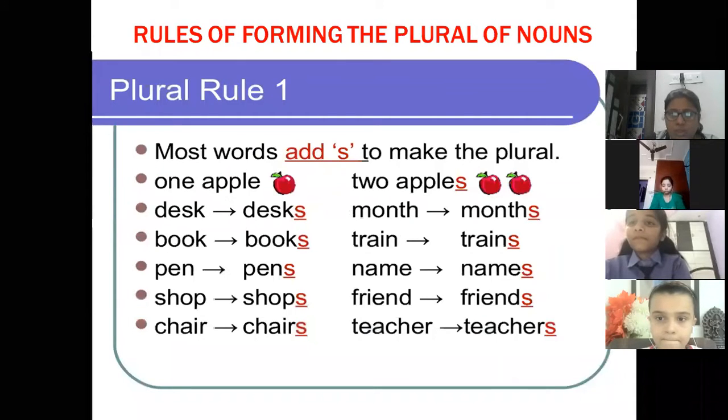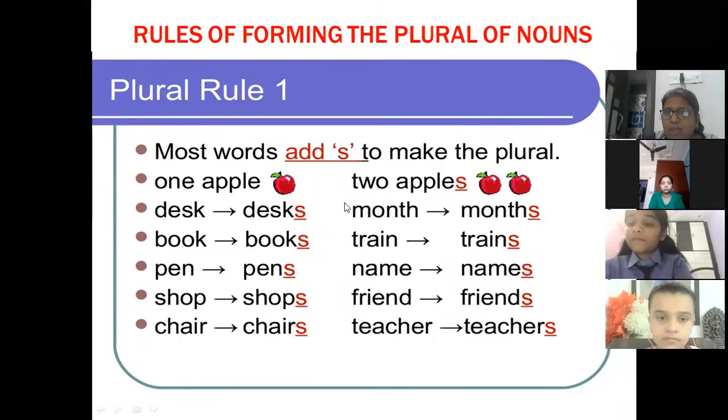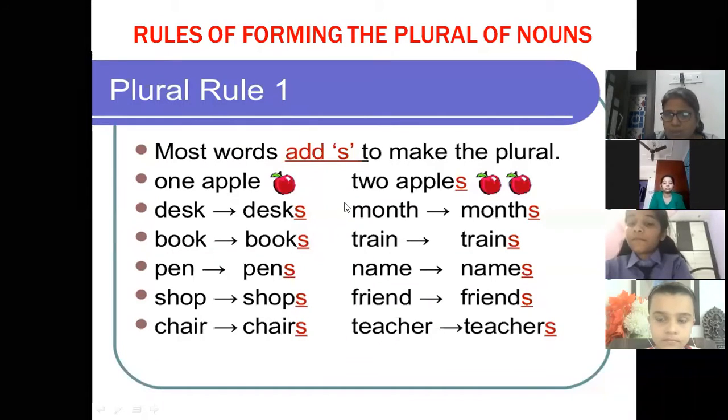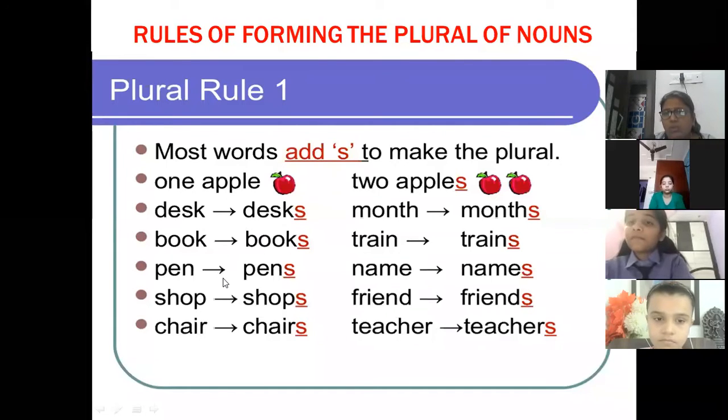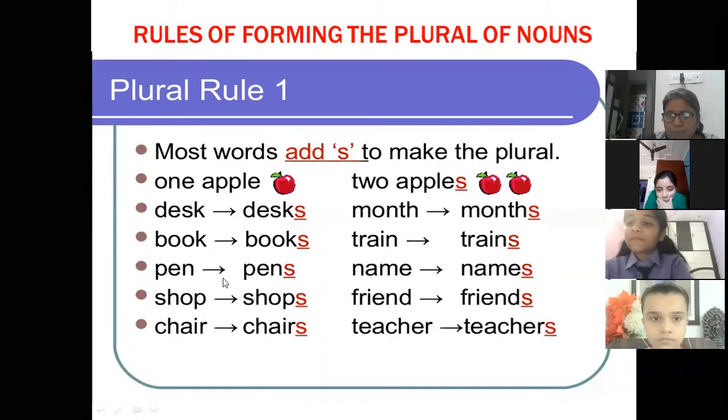So rule number 1 says that most of the words add s to make plural. Okay, like if I say apple, it means one apple, and when I want to say for more I can say two apples, many apples. So I am just adding s here. Same is with book, pen. So some words are only changed into plural by adding s. So this is your rule number 1.